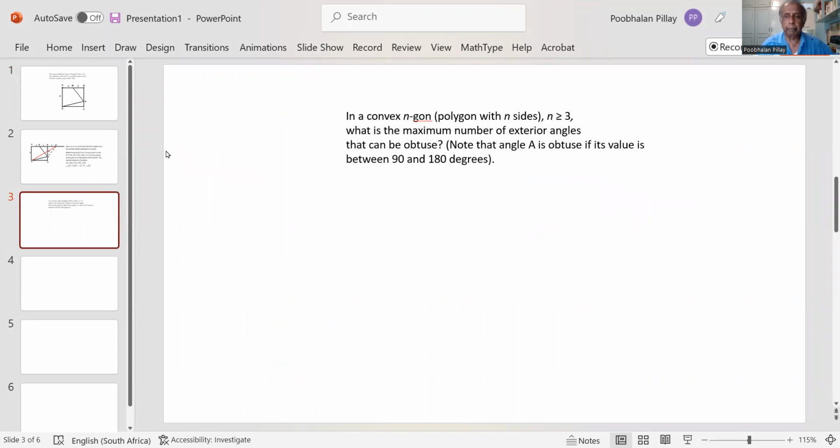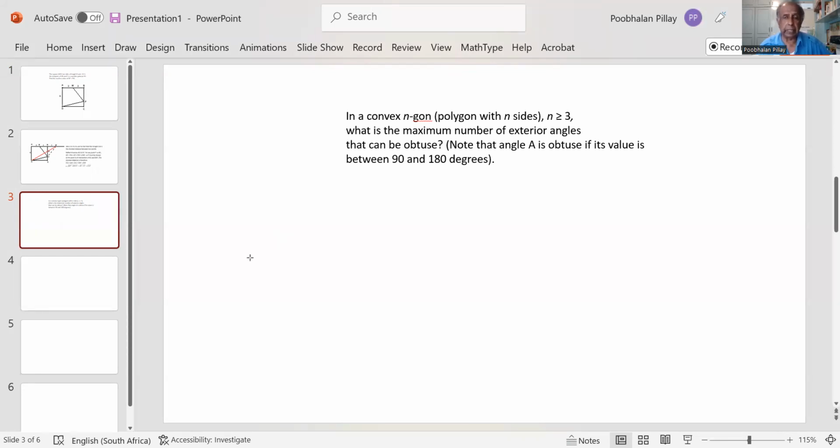And what does it say here? In a convex n-gon, that's a polygon with n sides, n greater or equal to 3, what is the maximum number of exterior angles that can be obtuse? We have to try to understand what the question says. So let's take a polygon, n greater or equal to 3.